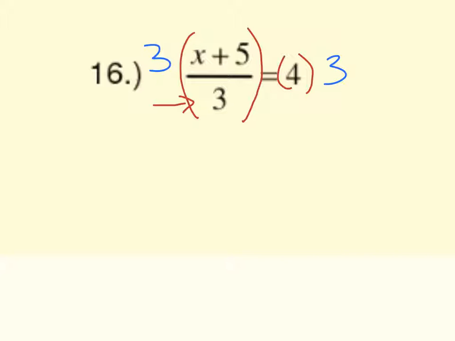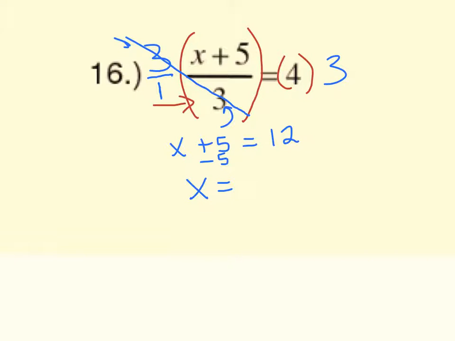And when I do that, that's kind of like saying 3 over 1. It's just a whole number. It's 3. But what happens is, because the 3 here is on the top, the numerator, and this 3 is on the bottom, they're going to cancel each other. Okay, and from there, we're going to have x plus 5 equals 12. 4 times 3 is 12. To get x by itself, we're going to subtract 5 from both sides. So, x is going to equal 7.